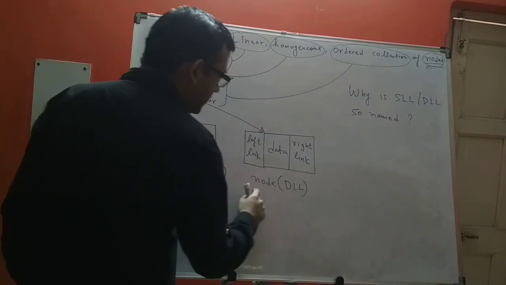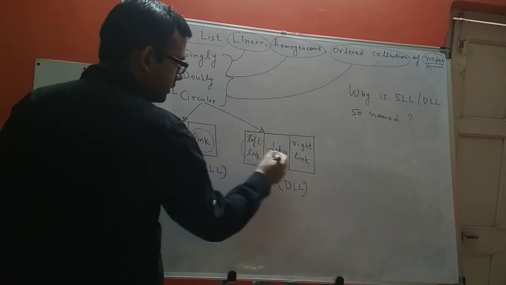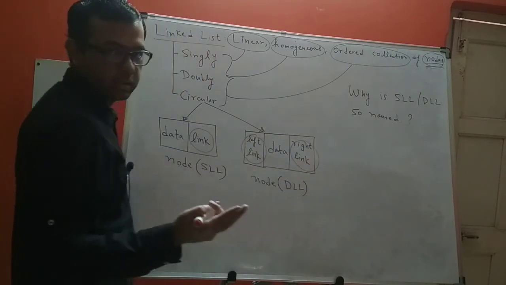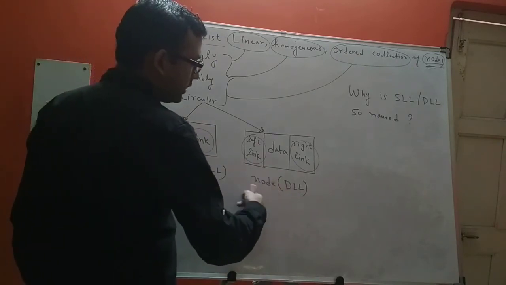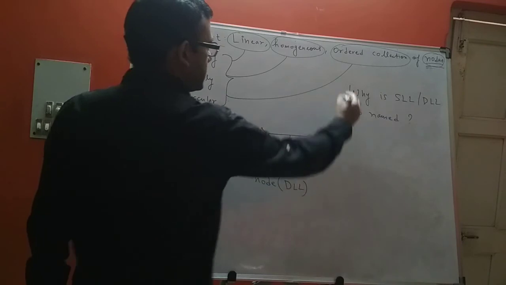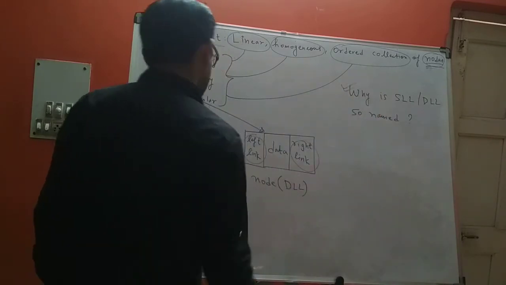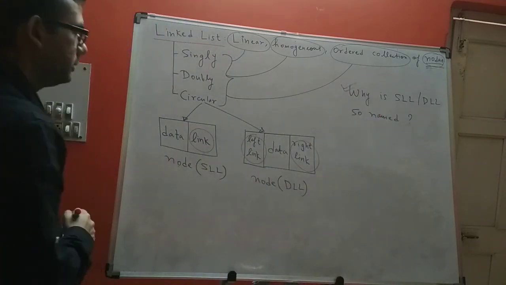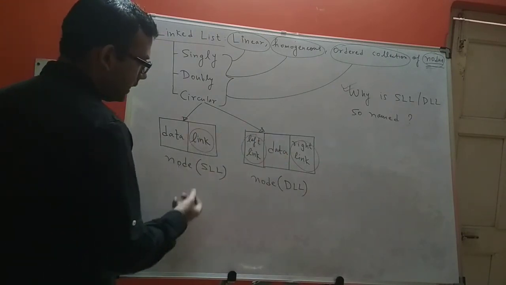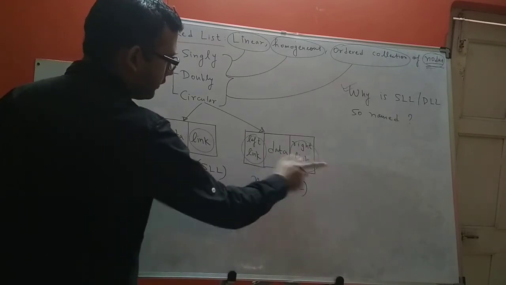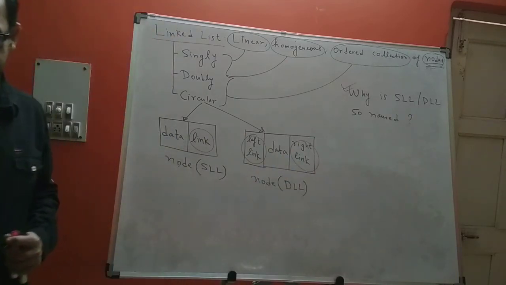For a doubly linked list, there are two link parts. That means double link parts. That's why it is called a doubly linked list. So this question is often asked, why is a single linked list so named, or why is a doubly linked list so named? It has to do with the link part. If you have a single link part, then it is called a singly linked list. If you have two link parts, then it's called a doubly linked list.